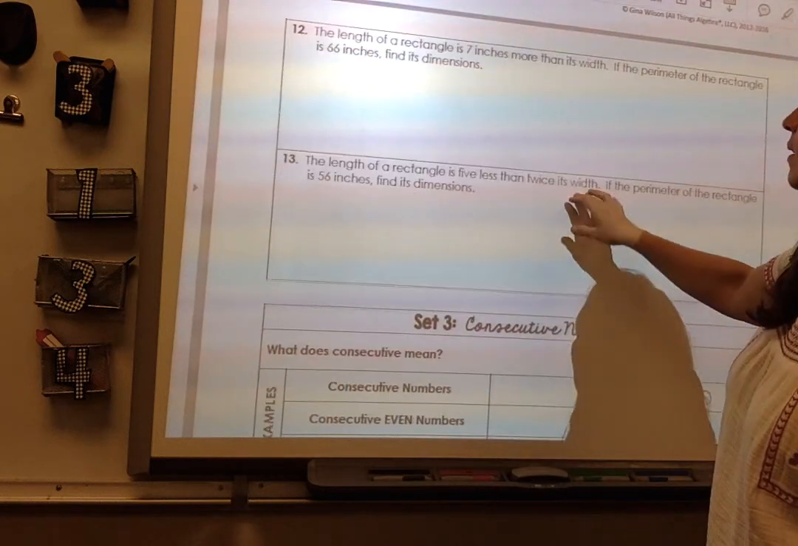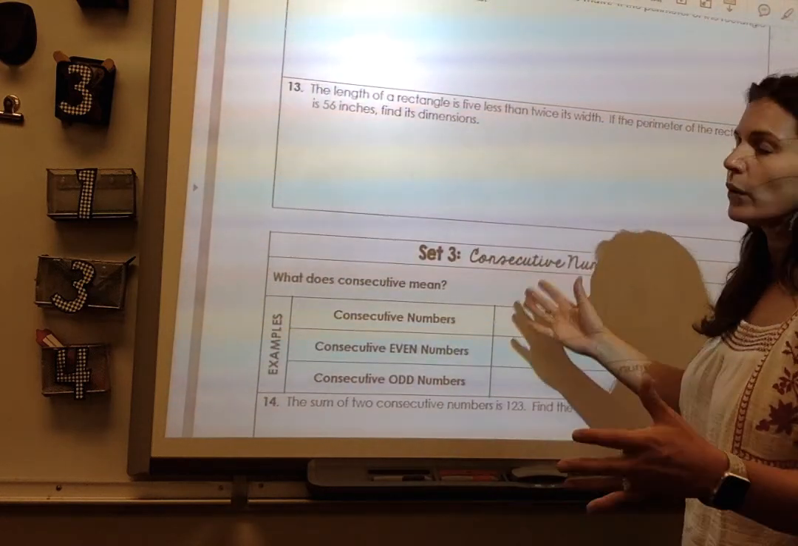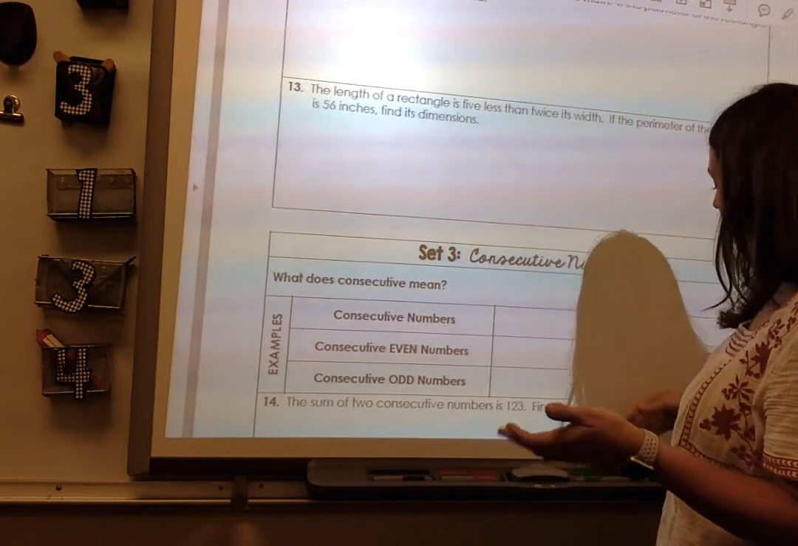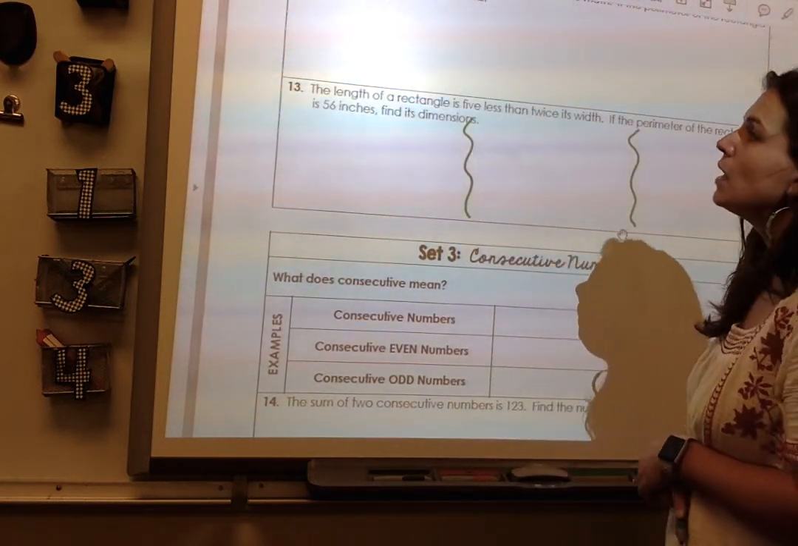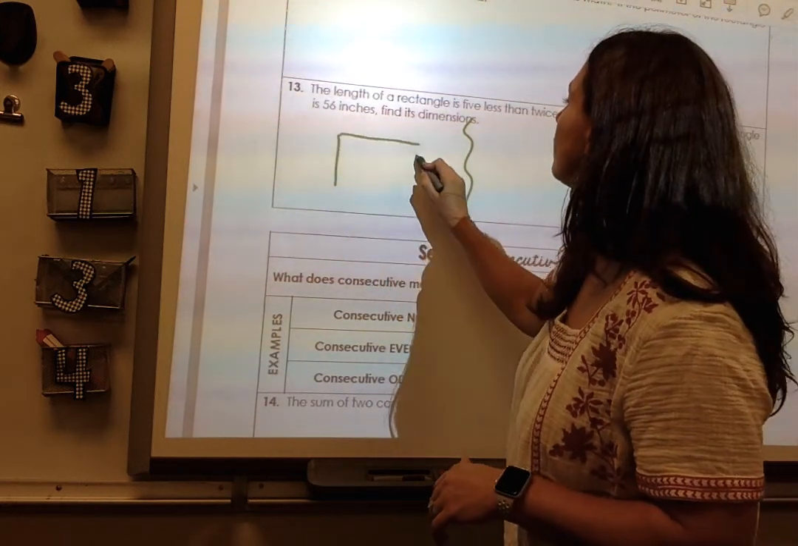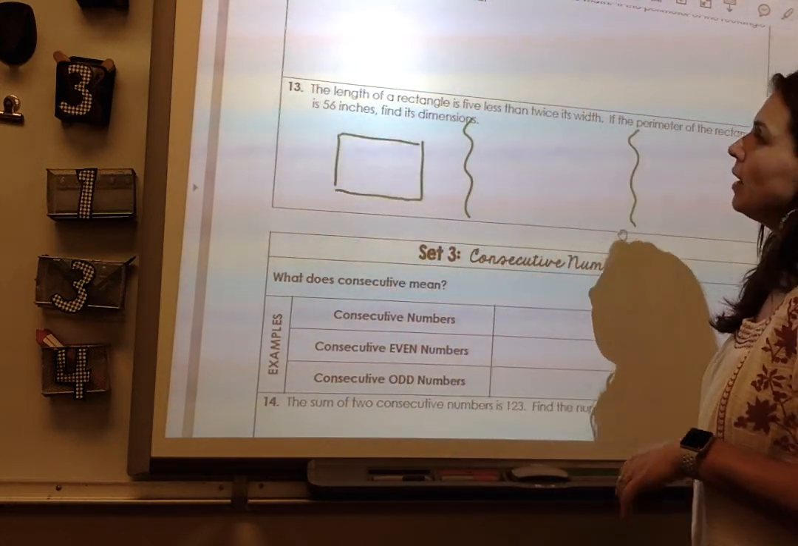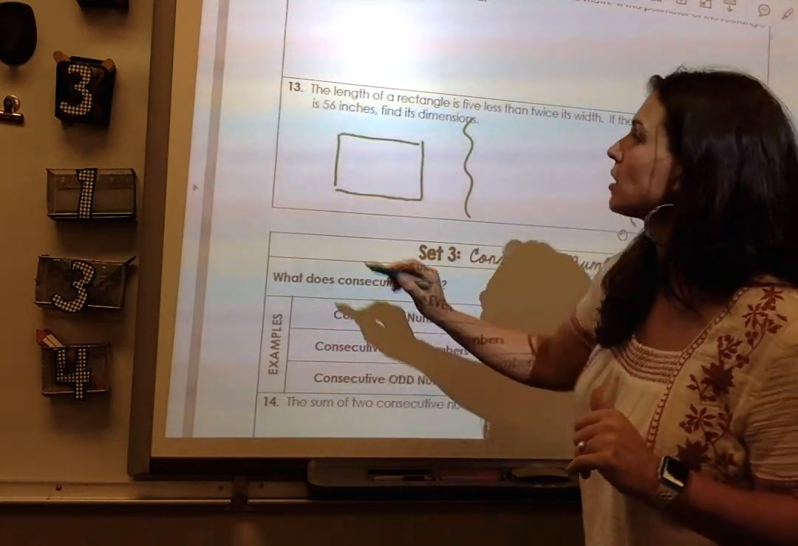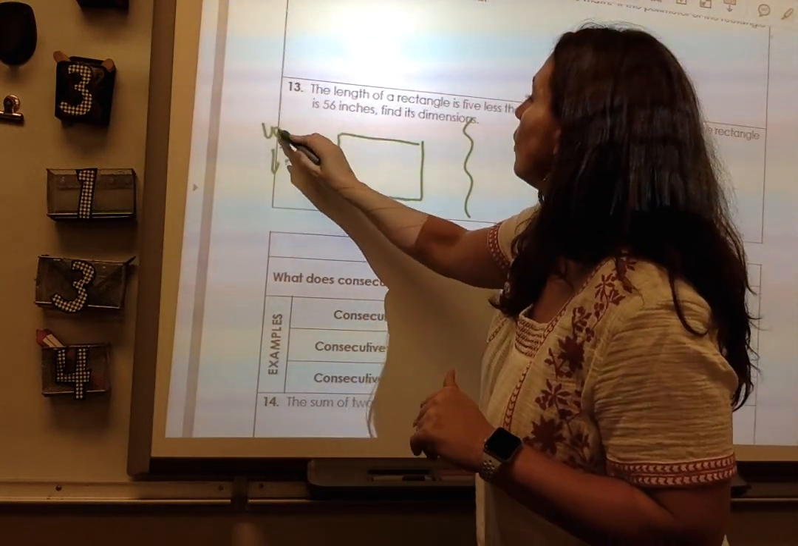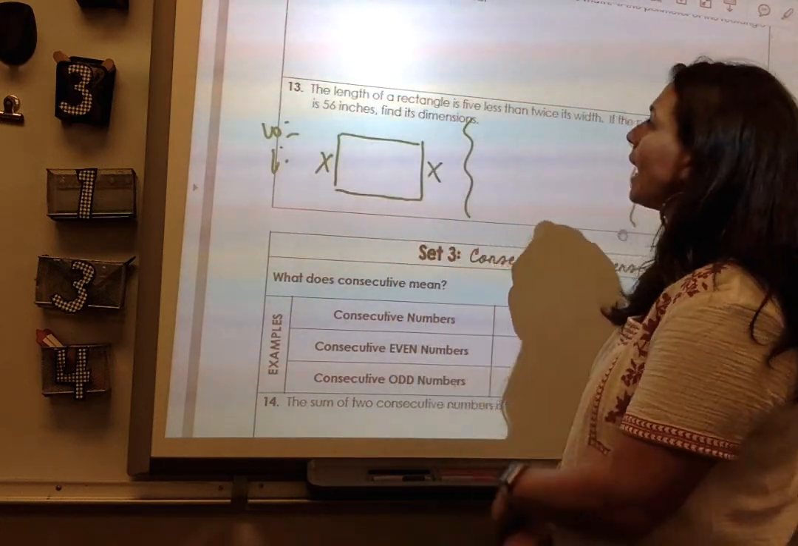Let's scroll down, and these really aren't that difficult, so I'm not spending a lot of time, but yet I do want you to get a couple of practice problems in. So number 13, again, we're dealing with a rectangle. And it says the length is 5 less than twice its width. Width is not being talked about. So we got a width and a length. Width is not being talked about, so I'm going to call it X.